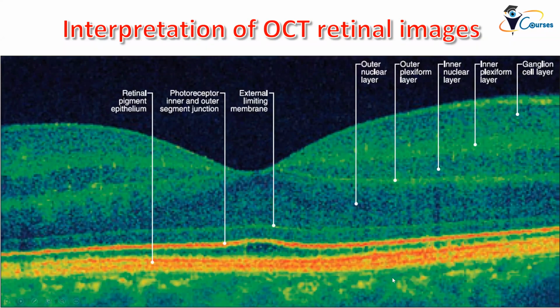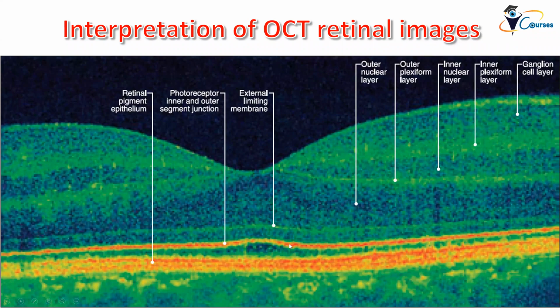So starting first, here is the choroid, followed by the hyperreflective layer, the retinal pigment epithelium. Then the junction between the photoreceptor inner and outer segments, then external limiting membrane, outer nuclear layer, outer plexiform layer, inner nuclear layer, inner plexiform layer, and the ganglion cell layer. As we go through different retinal diseases, especially the macular diseases, we will cover how the OCT will be different, or what the abnormalities will be in the OCT retinal images.